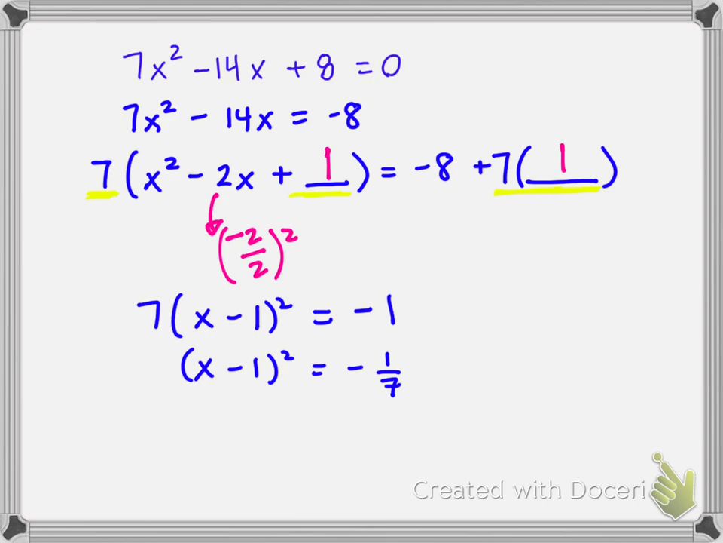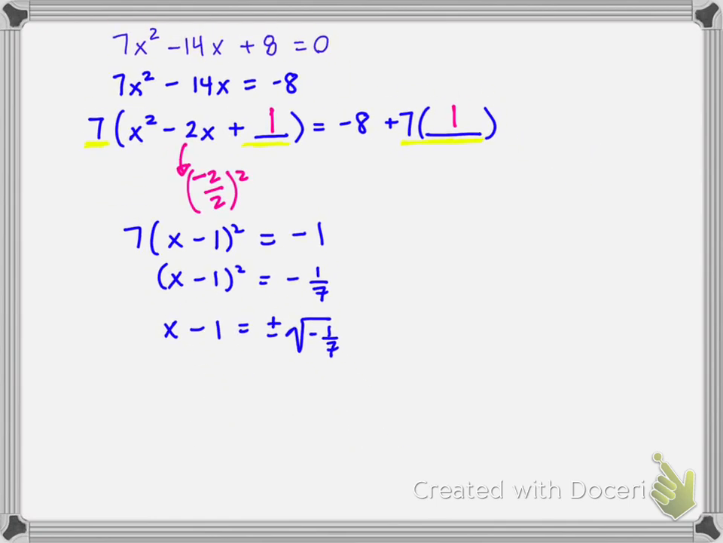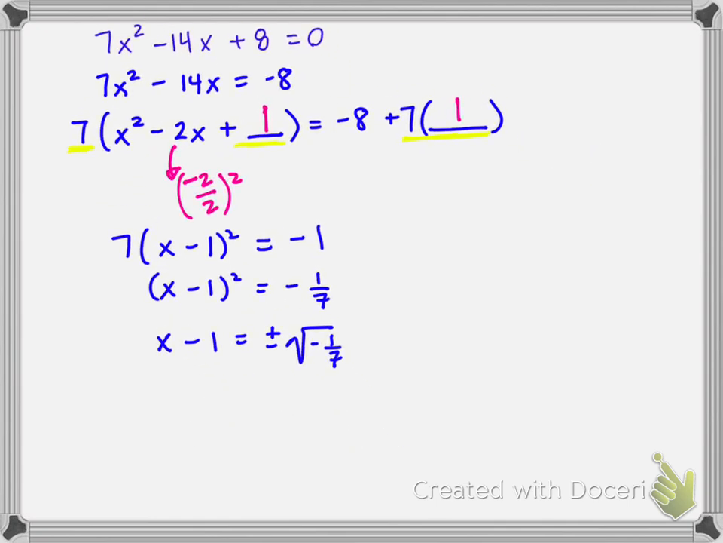From here, we need to square root both sides. Remember, we can take the square root of a negative. We just have to write that it's an imaginary number. So we have x minus 1 is equal to plus or minus the square root of negative 1 over 7. Remember, a negative under a radical is an imaginary. So we want to remember that it's imaginary, and then also remember that we have a radical over a radical.